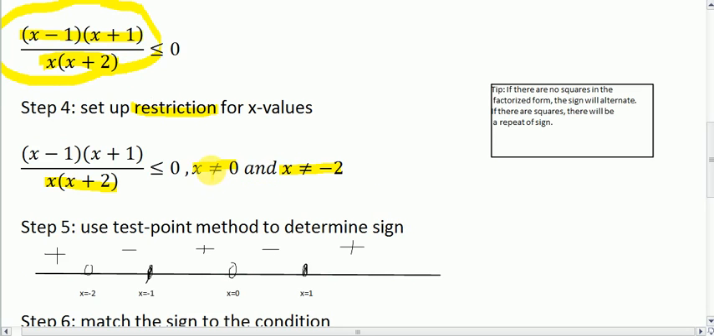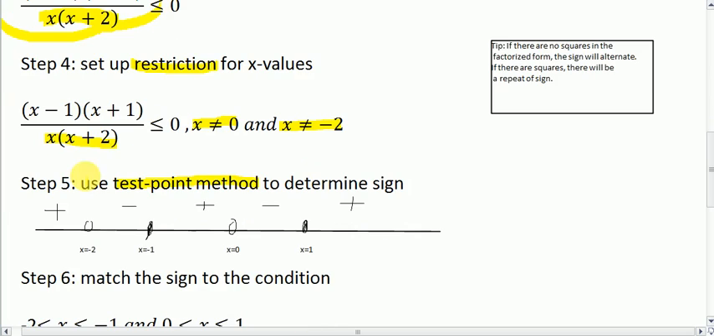Okay, so the next step is we will use the test point method to determine the sign of each bracket. For all these cannot-equal values, we will put an open dot, meaning the point is not included. Whereas for the numerator values, which are included in the interval, we will use a solid dot, a whole black dot.